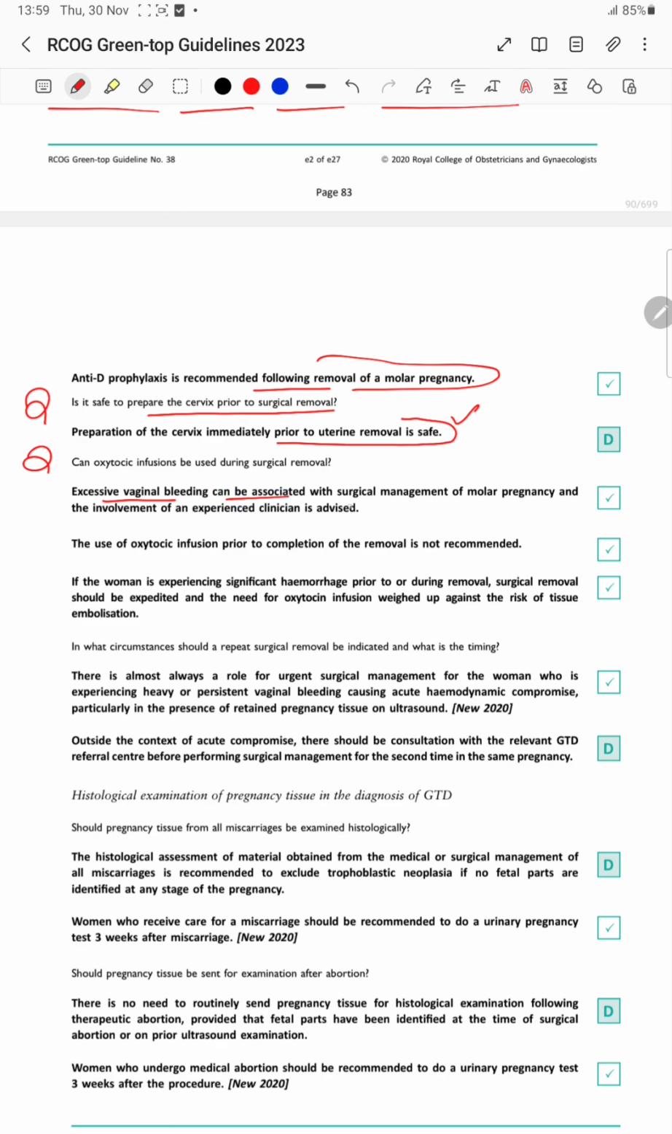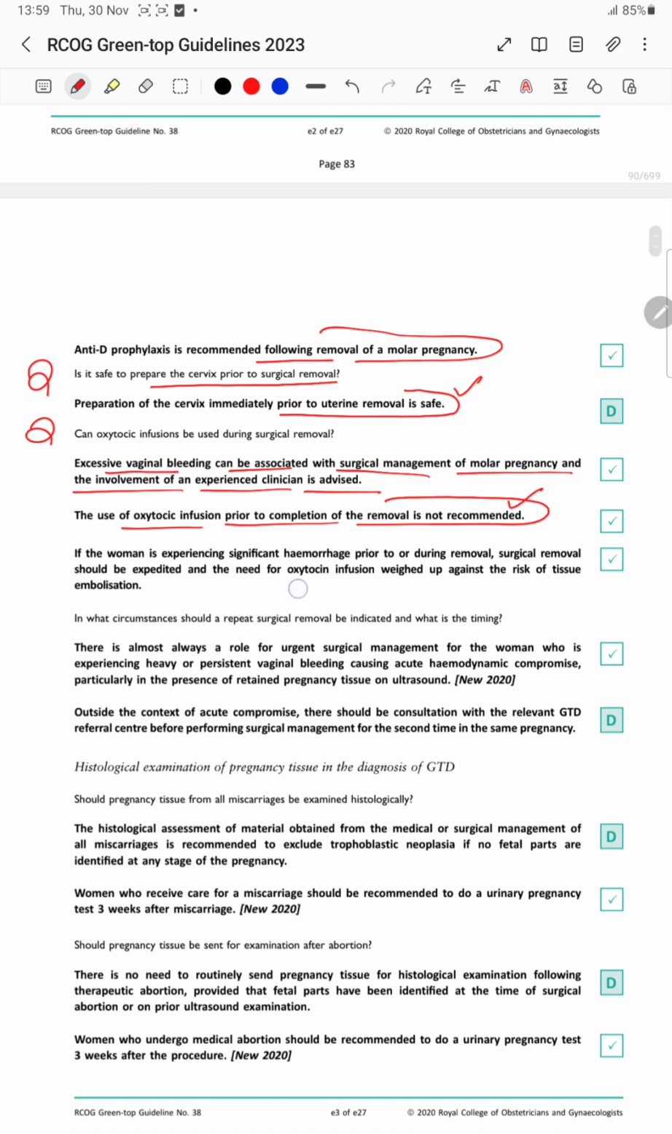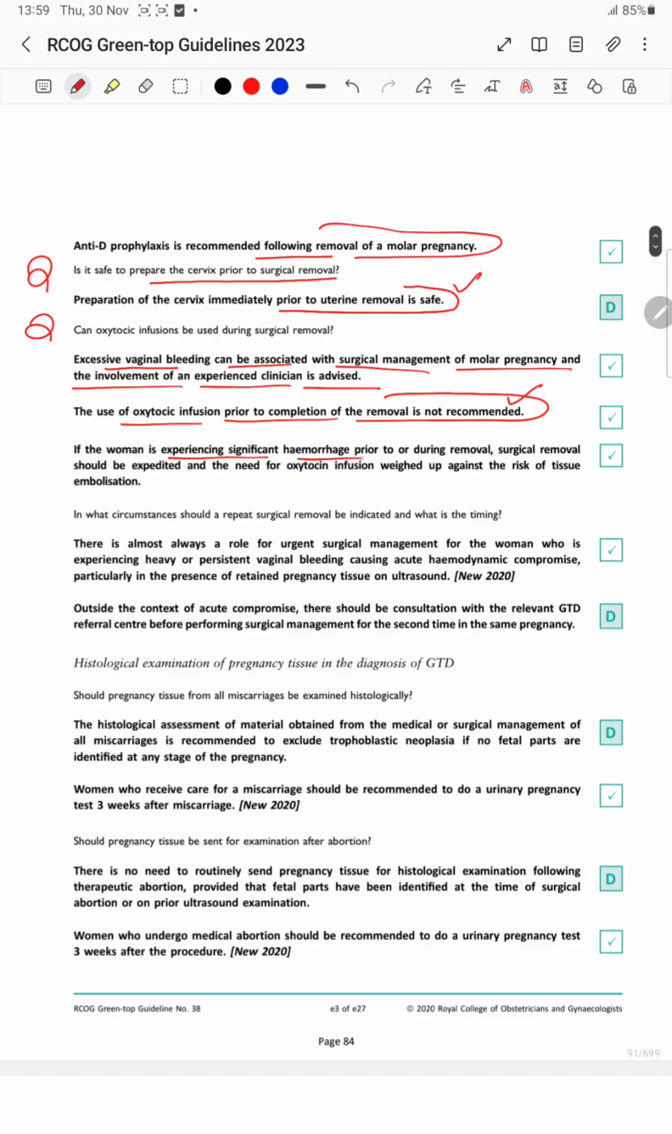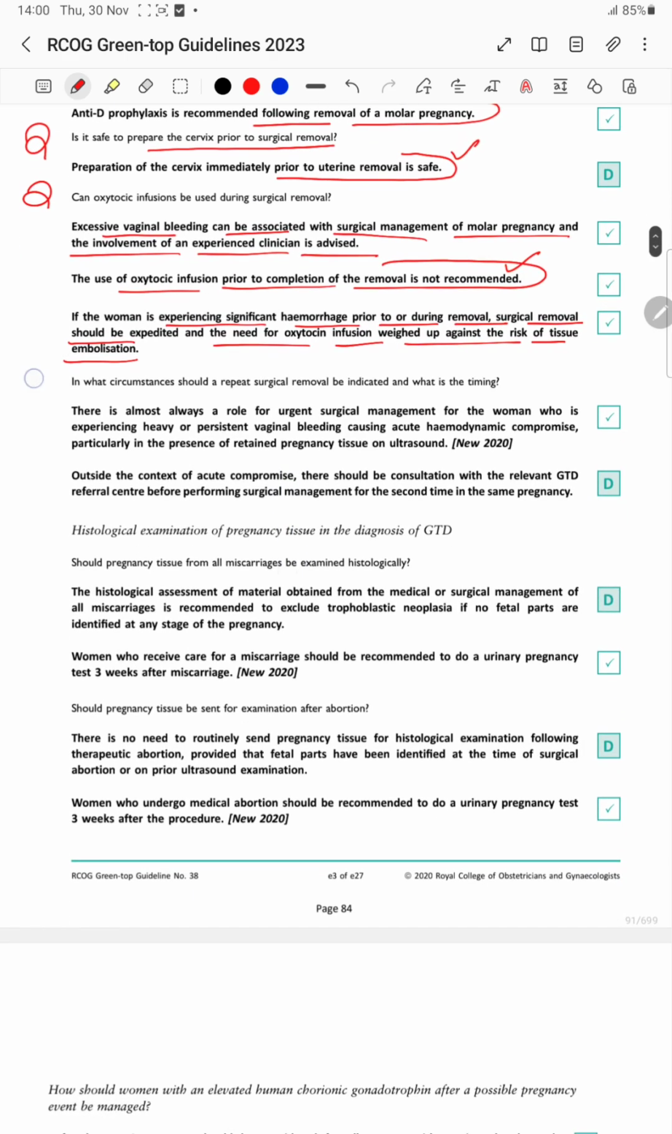Excessive vaginal bleeding can be associated with surgical management of molar pregnancies, and the involvement of an experienced clinician is advised. The use of oxytocic infusion prior to completion of the removal is not recommended. If a woman is experiencing significant hemorrhage prior to or during the removal, surgical removal should be expedited and the need for oxytocic infusion weighed up against the risk of tissue embolization.